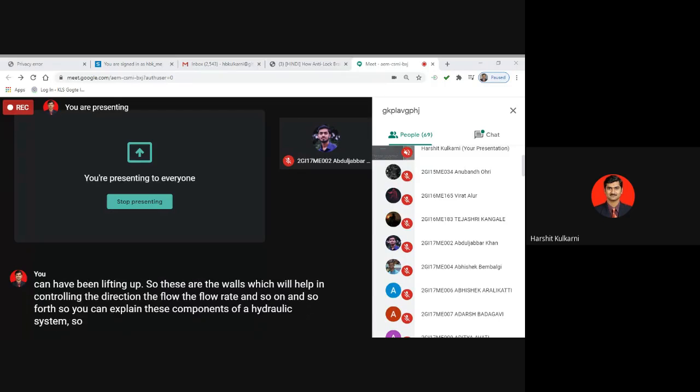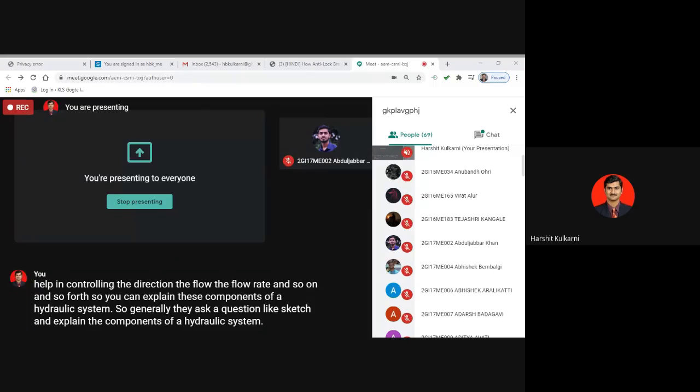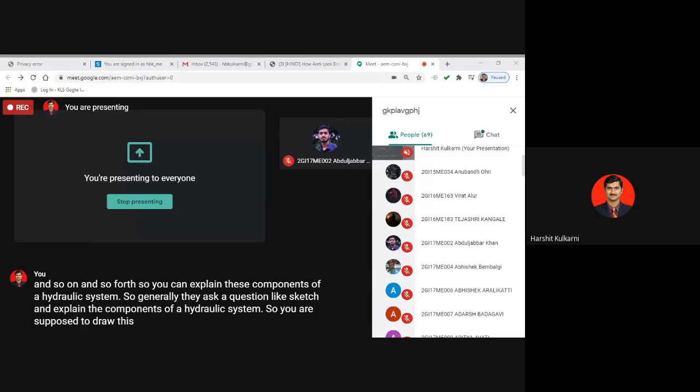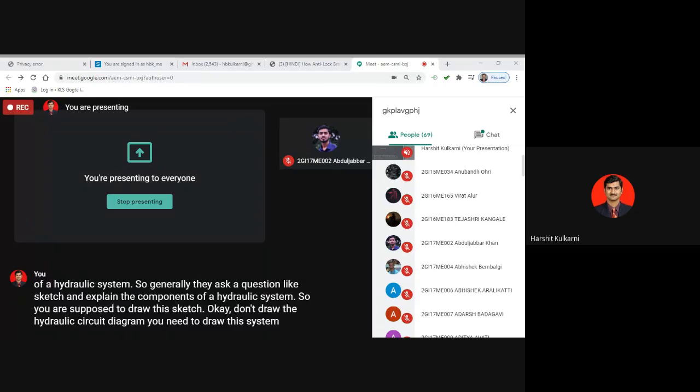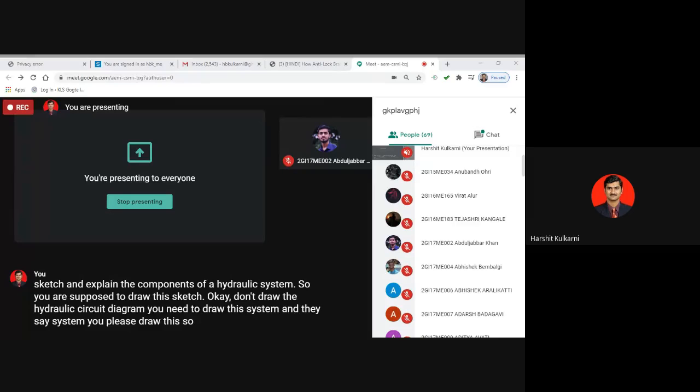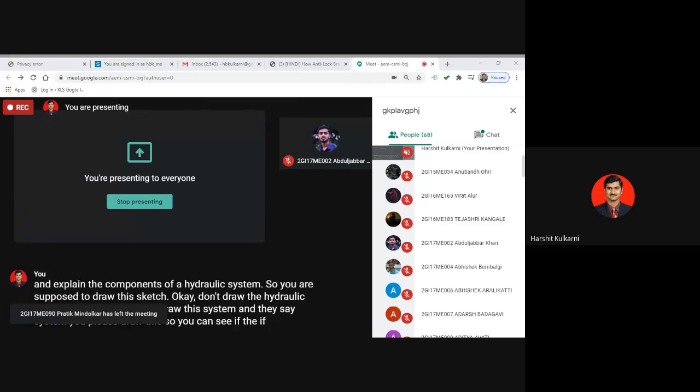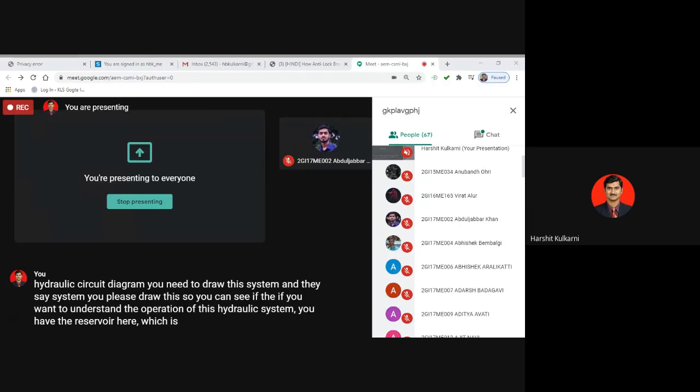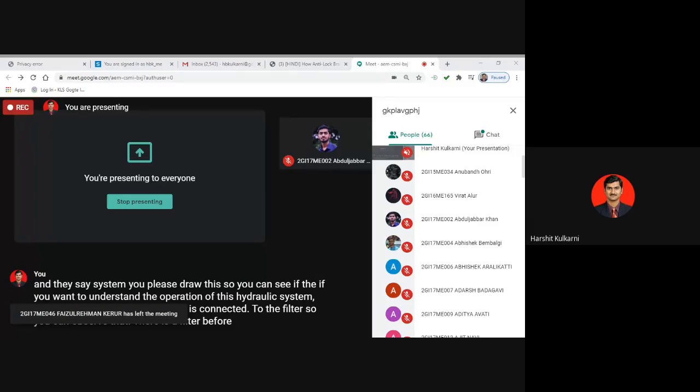Generally they ask a question like, sketch and explain the components of a hydraulic system. So you are supposed to draw this sketch. Don't draw the hydraulic circuit diagram. You need to draw this system. When they say system, please draw this. If you want to understand the operation of this hydraulic system, you have the reservoir here, which is connected to the filter. You can observe that there is a filter before the pump so that the oil is clean.